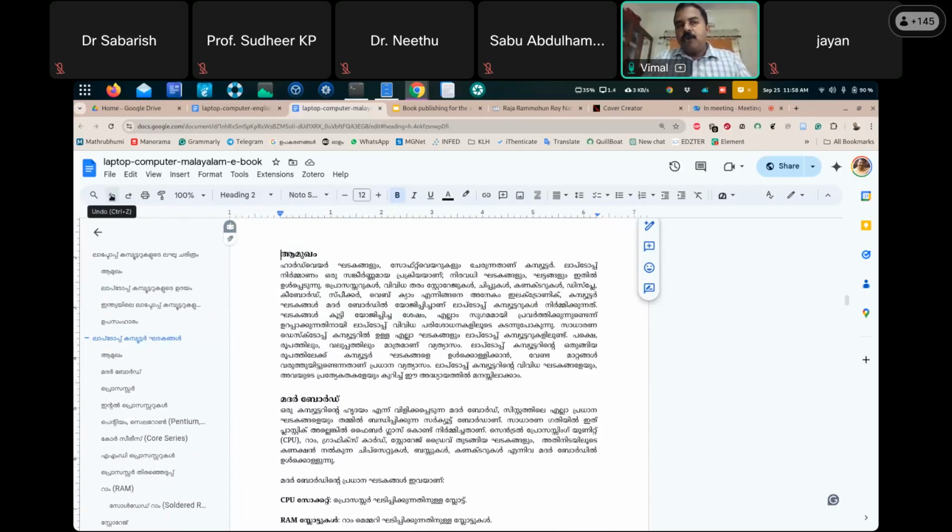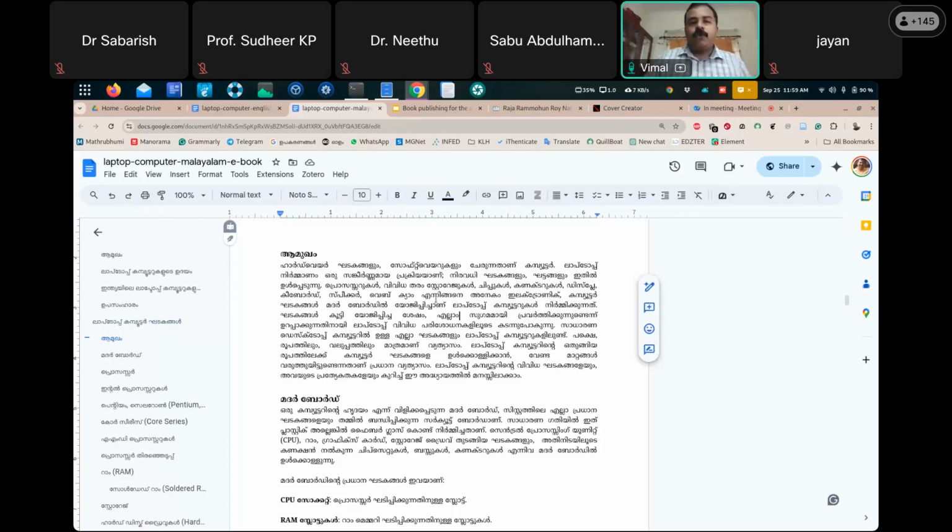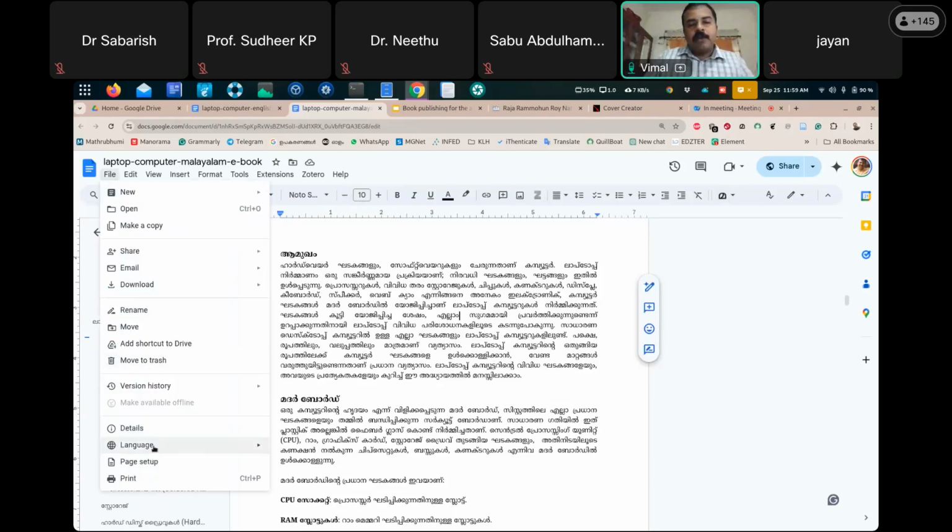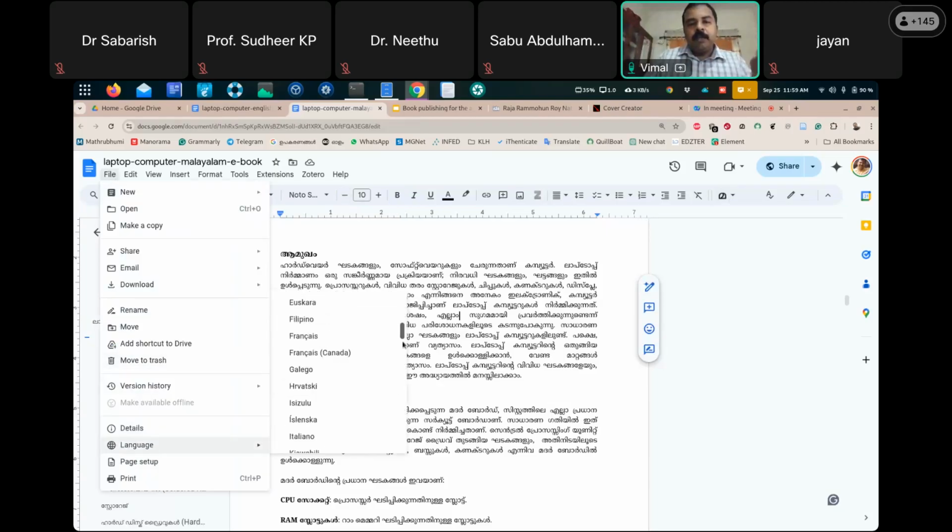Then this is Google Docs, used to prepare the manuscript. See here, the same features and functions we find here are available in other word processors like MS Office and LibreOffice. It can easily handle content in regional languages. We can write in Malayalam very well. It supports Unicode fonts. Any regional language it will support. See here the list of regional languages in India.